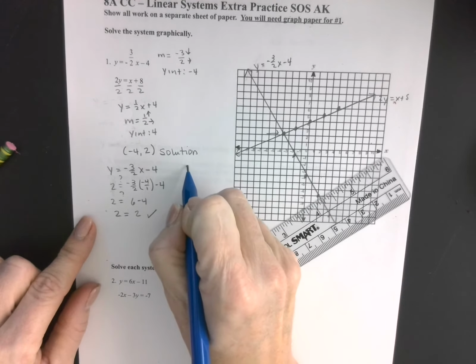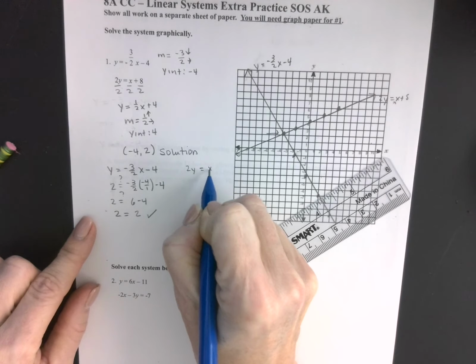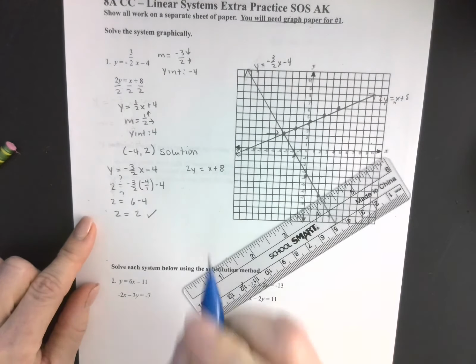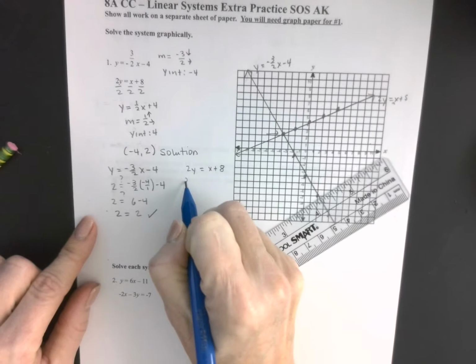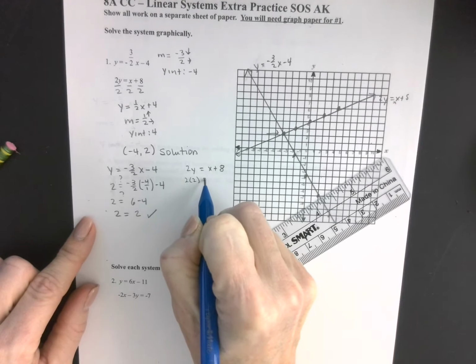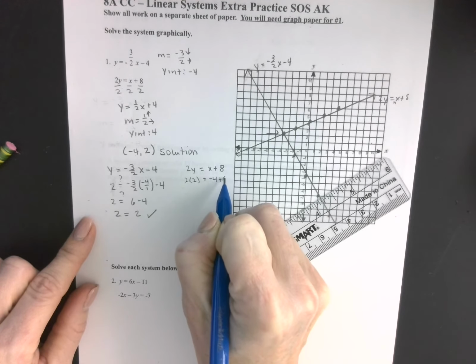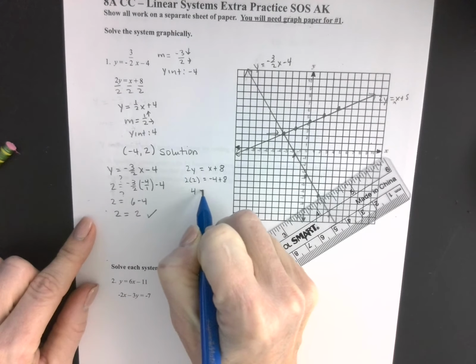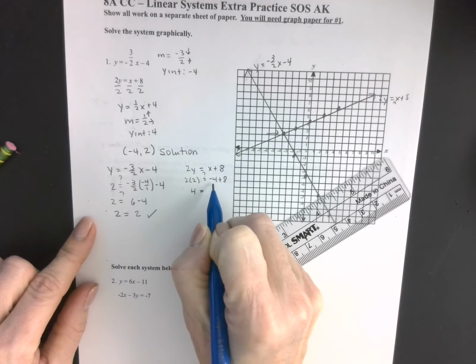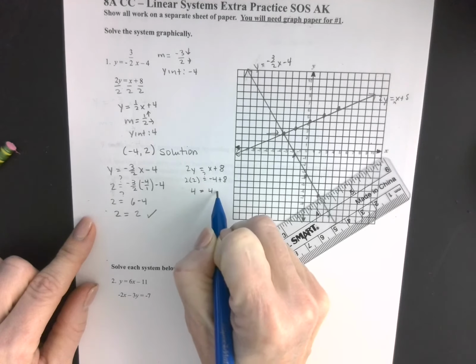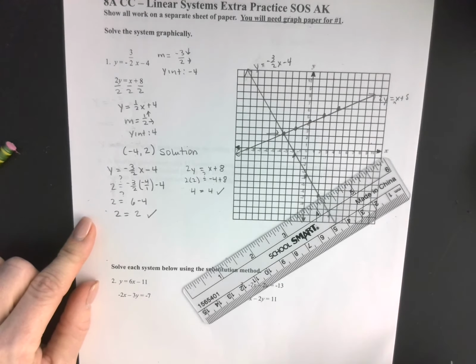In the next equation, we have 2y equals x plus 8. You always go back to the original to do your checks. So does 2 times 2 equal negative 4 plus 8? Does 4 equal negative 4 plus 8, which is 4? So it checks in both equations. We know we're correct. And we've solved the system graphically.